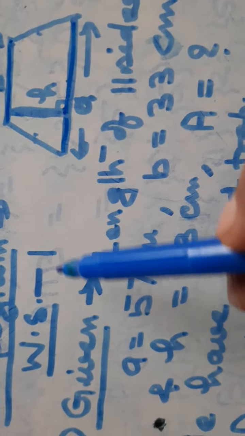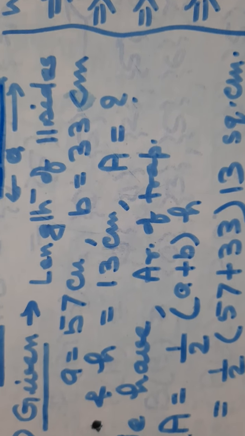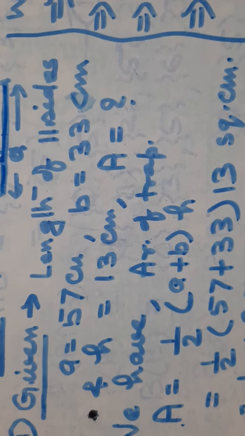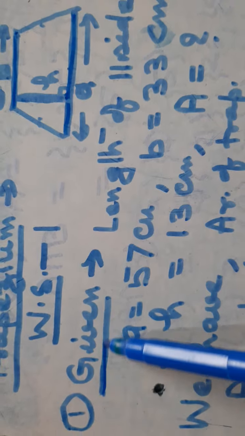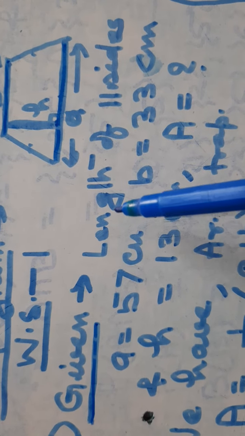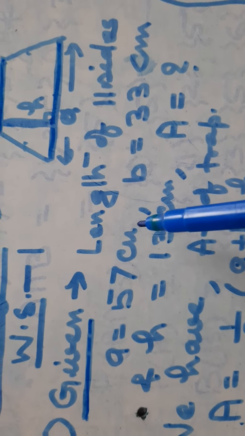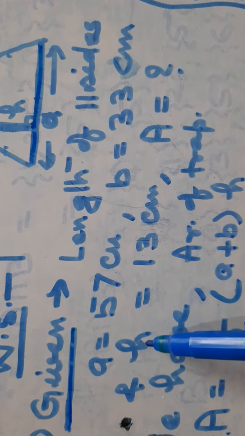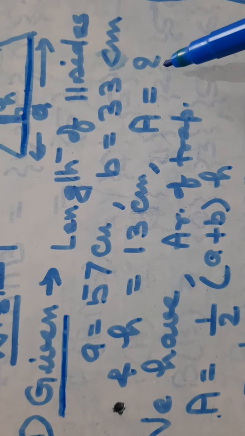Now worksheet 1. Question number 1. Find the area of a trapezium whose parallel sides are 57 cm and 33 cm and the distance between them is 13 cm. It is given: length of parallel sides a is equal to 57 cm, b is equal to 33 cm, and the distance between them, h, is equal to 13 cm. Area is equal to how much?